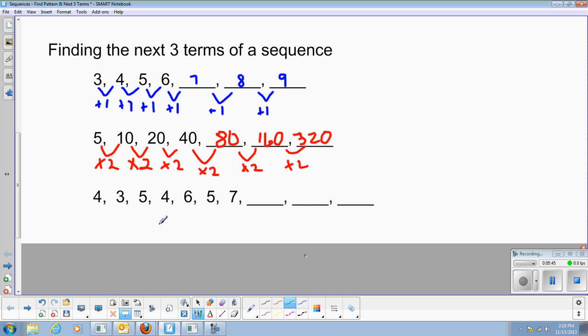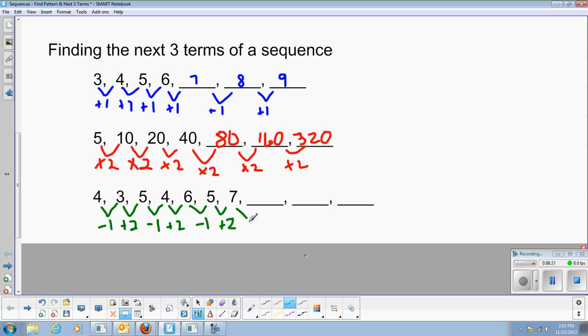Okay, let's see. 4 to 3 is actually not addition, it's subtraction. It's minus 1. 3 to 5, plus 2. 5 to 4, minus 1. 4 to 6, plus 2. 6 to 5, minus 1. 5 to 7, plus 2. So what kind of a pattern do we have here? We have a minus 1 plus 2, minus 1 plus 2, minus 1 plus 2.